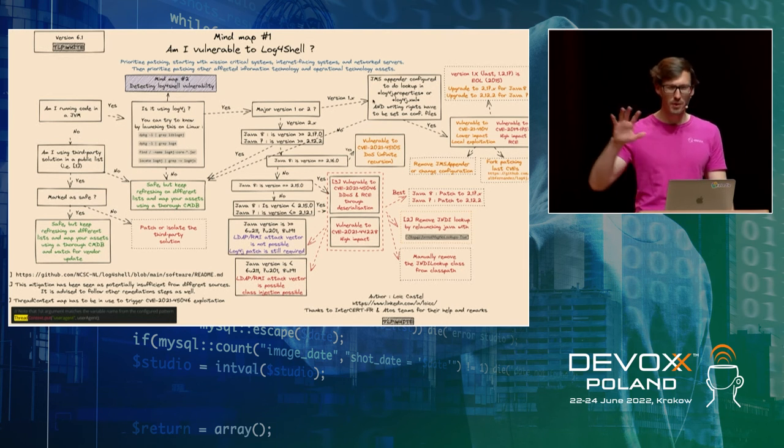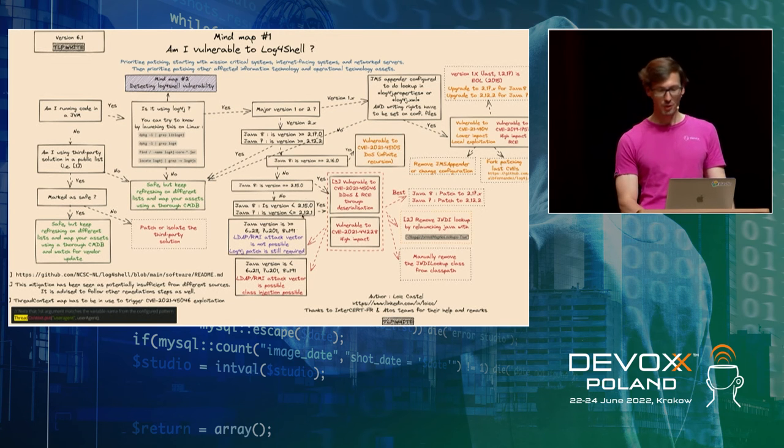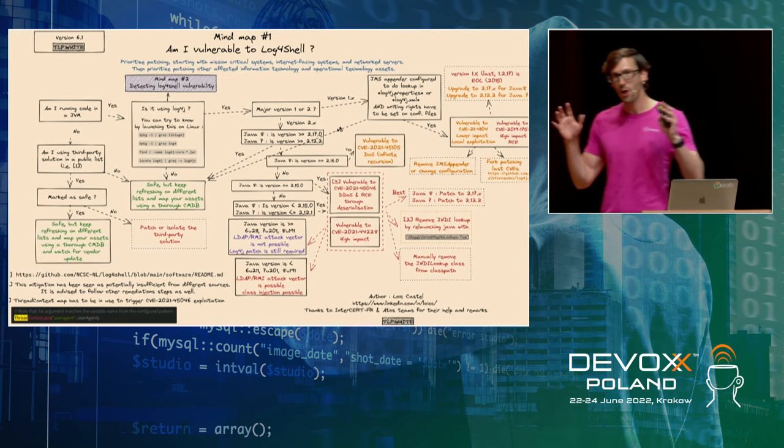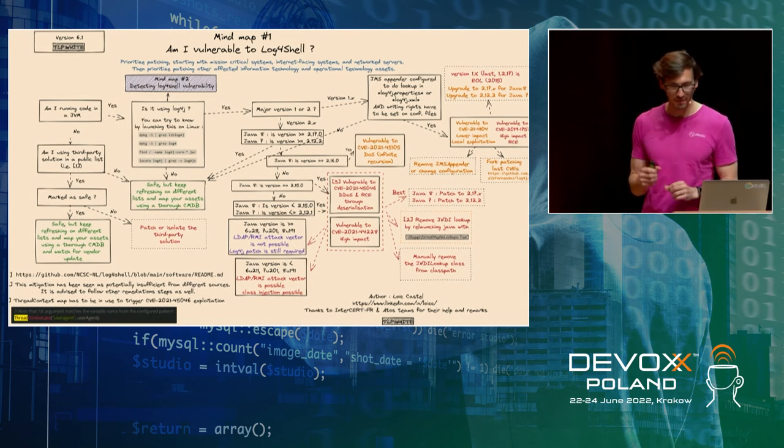If one, by the way, has its own security issues, but they're not as severe. And then only if you are on version 2 of Log4j, then you would be really vulnerable. Then you need to check the Java version on which you're running, and then you can actually figure out how vulnerable you are. So you need to run through this entire chart to know how vulnerable you are to Log4Shell.